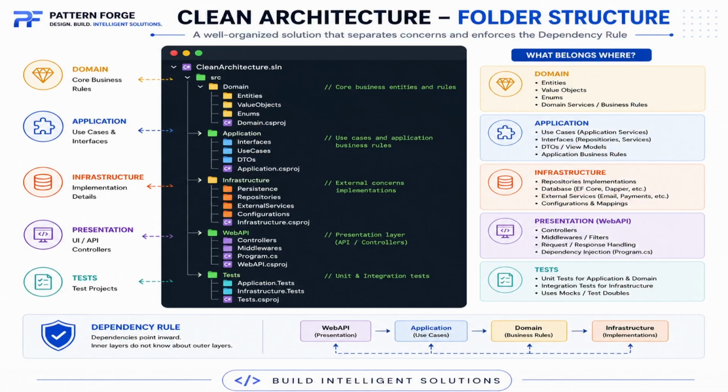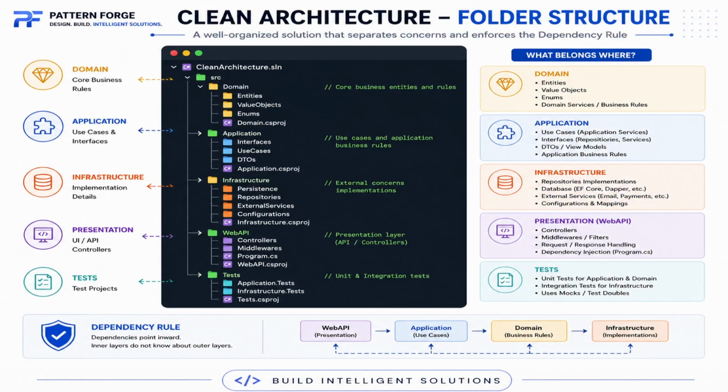Moving on, we have the infrastructure project. This is where all technical implementations live. For example, Entity Framework, repository implementation, authentication, email services, logging, file storage, or any other third-party integrations. This project implements the interfaces defined in the application project. That's what keeps our business logic independent from the technology.